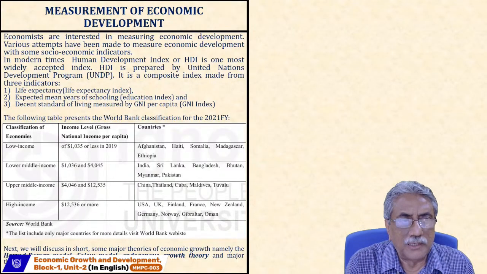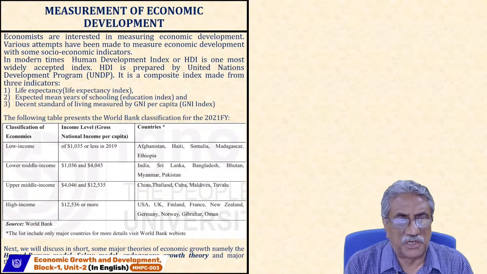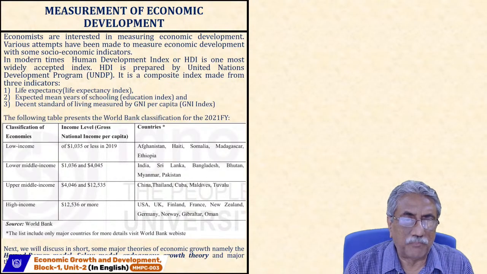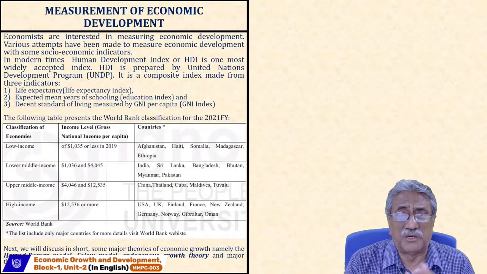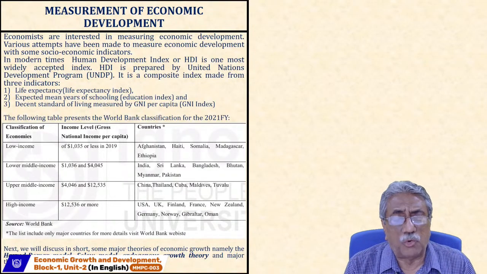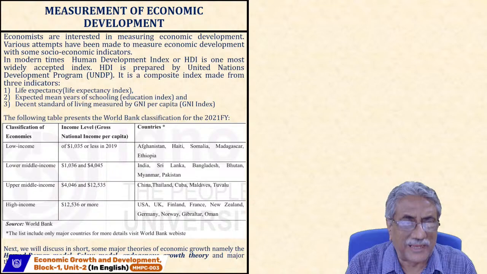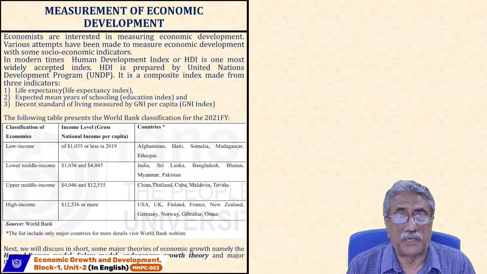FY is for fiscal year. There it is shown that low income is $1,035 or less gross national income per capita. 2019. Okay. Afghanistan, Haiti, Somalia, Ethiopia, you are all familiar with the absolute level of poverty there. Lower middle income, actually now we are around $2,500 or $2,800 per capita income, and we rank pretty low. So $1,036 to $4,045 is India, Sri Lanka, Bangladesh, Bhutan, Myanmar, Pakistan.